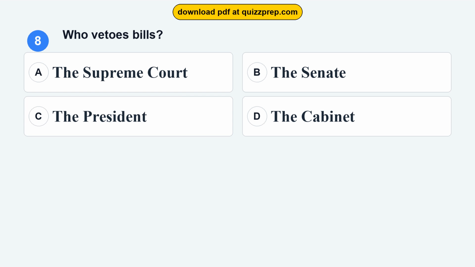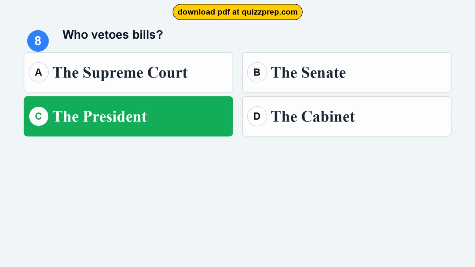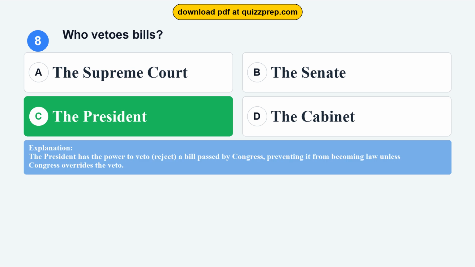Question 8. Who vetoes bills? Option A, the Supreme Court. Option B, the Senate. Option C, the President. Option D, the Cabinet. The correct answer is option C, the President. The President has the power to veto, reject, a bill passed by Congress, preventing it from becoming law unless Congress overrides the veto.